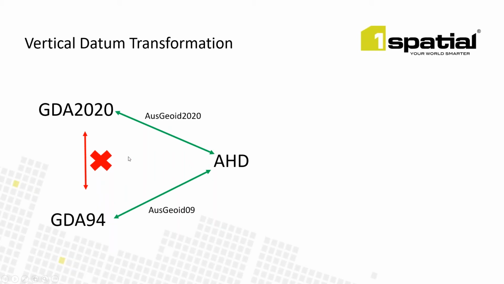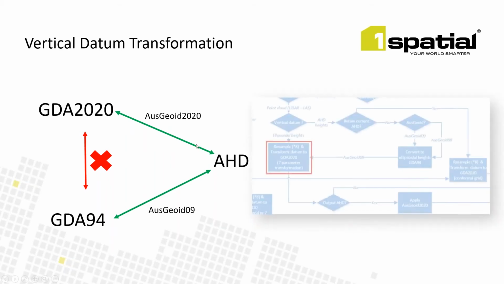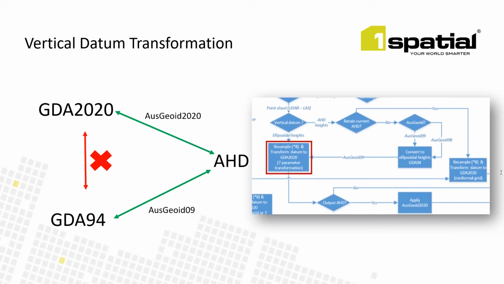So that's a thing that we need to remember. If we apply GDA2020 to convert ellipsoidal height to AHD height, we should always use AUSGeoid2020, and using AUSGeoid09 we can convert the height calculated from the GDA94 ellipsoid. So in any case where we want to convert ellipsoidal height from GDA94 to GDA2020, you need to convert it first to AHD using the appropriate model, and then convert it back to GDA2020 using AUSGeoid2020.